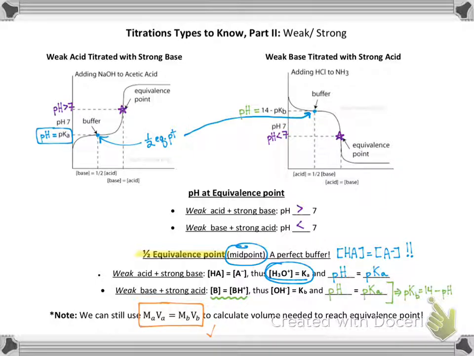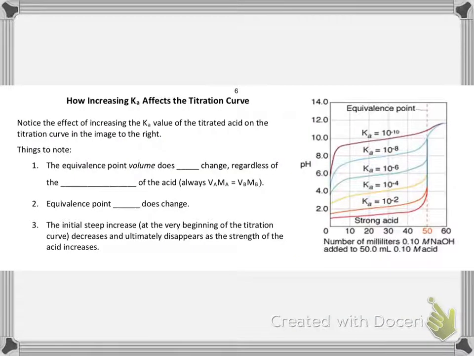Let's take a look and see how increasing the Ka value will affect the titration curve. We already know that a strong acid, when you're titrating with a base, starts off flat. Well, as your acid becomes weaker and weaker, you start to get more and more of that weird dip at the front. So the weaker the acid, the more of that strange dip you get, the less it looks like a strong acid, which makes sense.